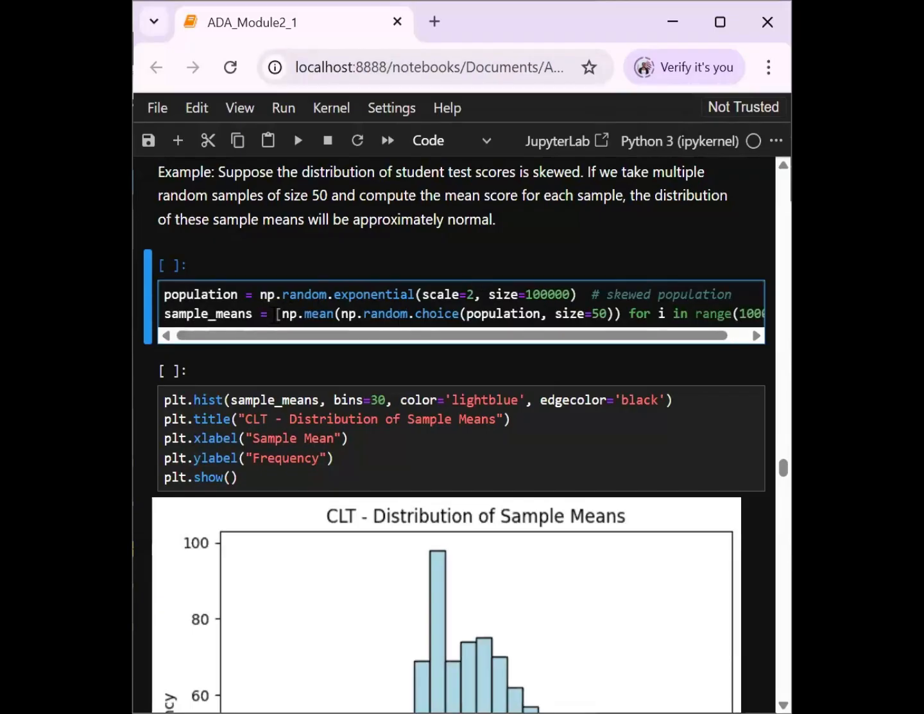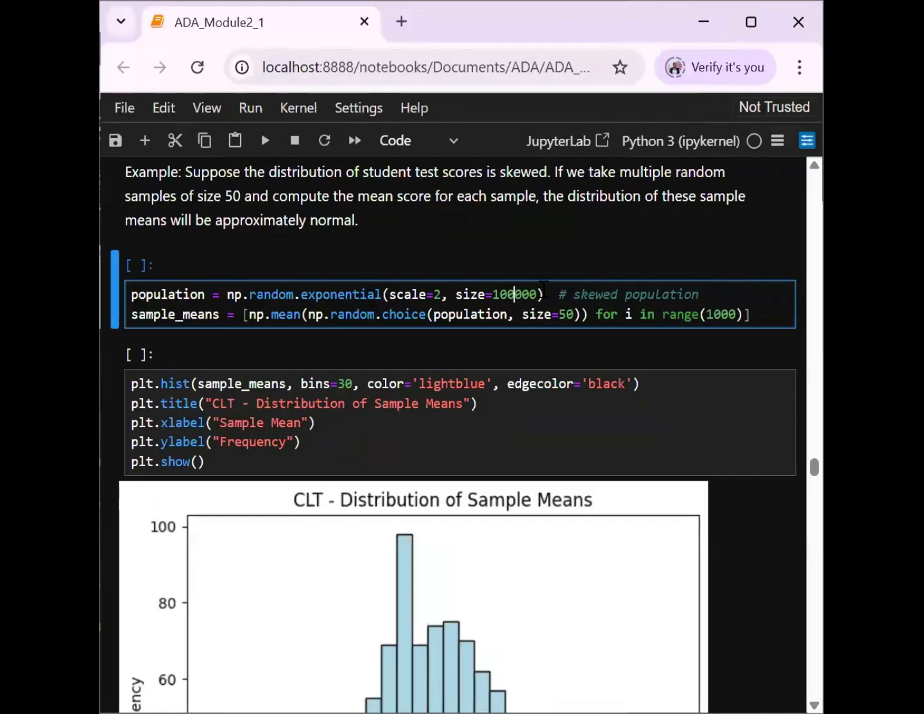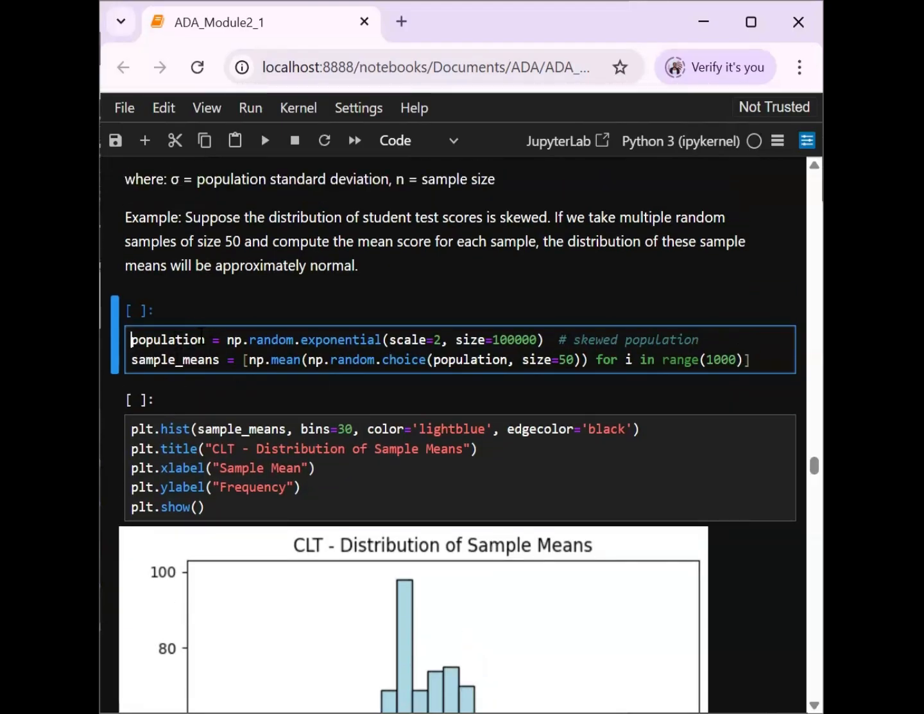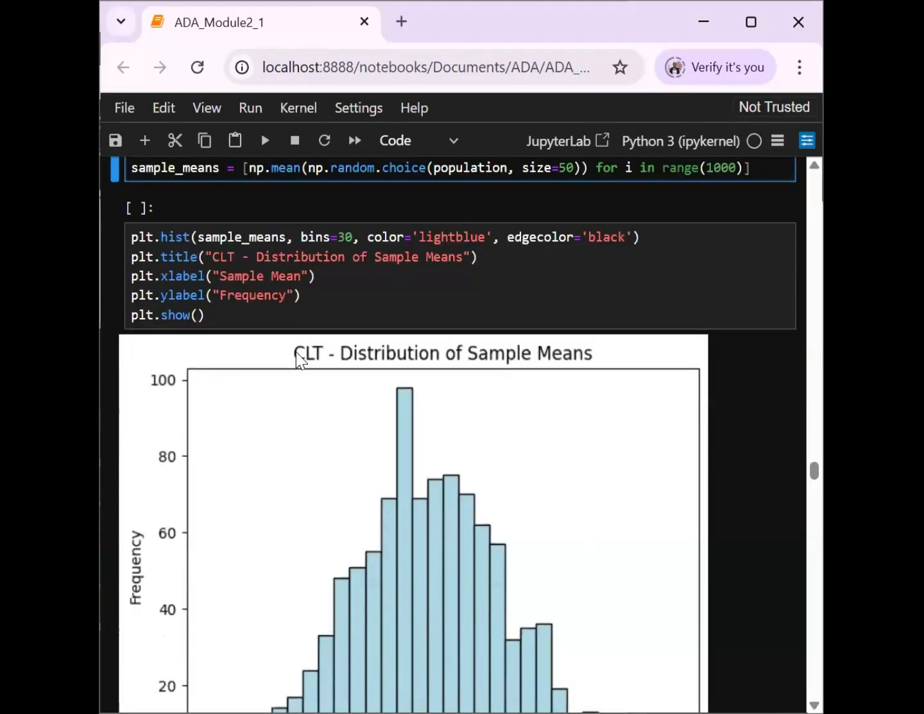So if we do this, what this is basically doing is we are trying to simulate a population that follows an exponential distribution, right? We call that our population, and we're also trying to get a sample of size 50 from it, calculate the mean, and do that 1,000 times. Then we can view that to see how close the sample mean is to the population mean, right?